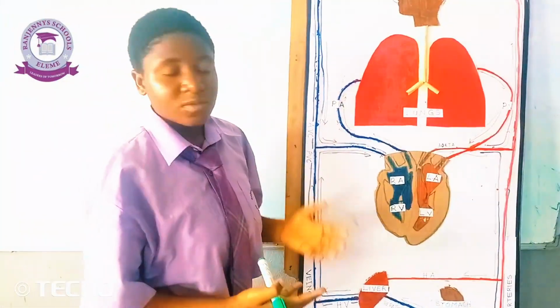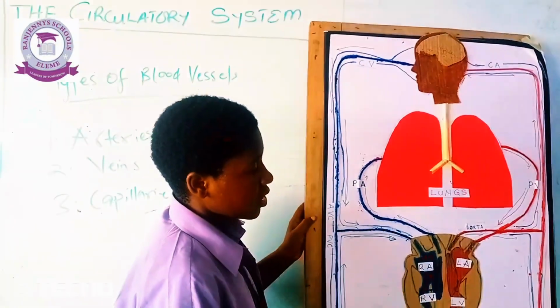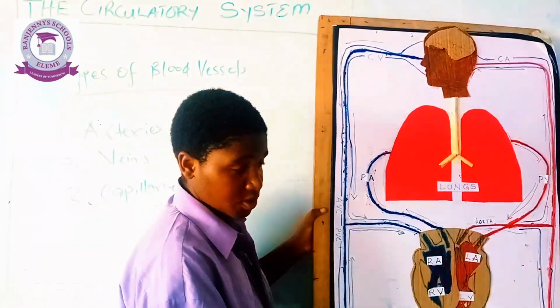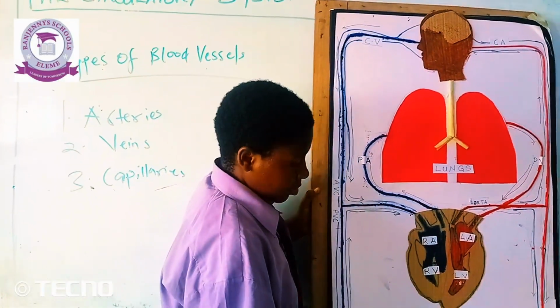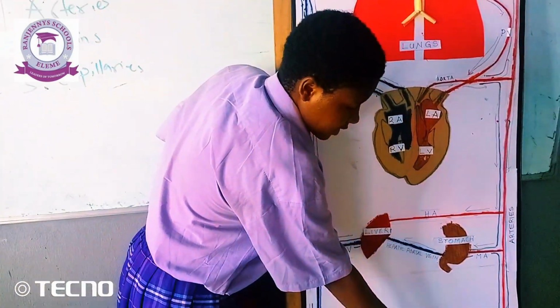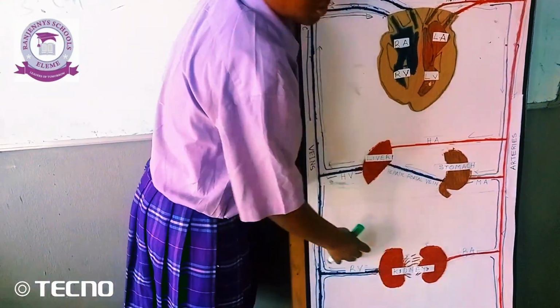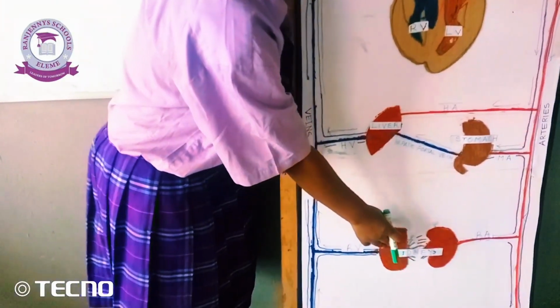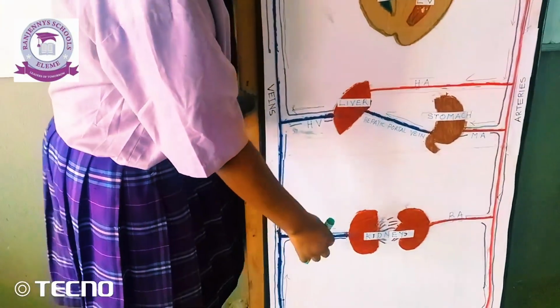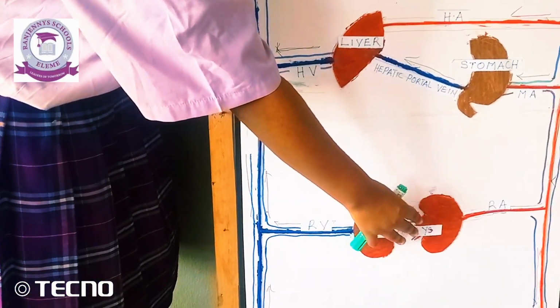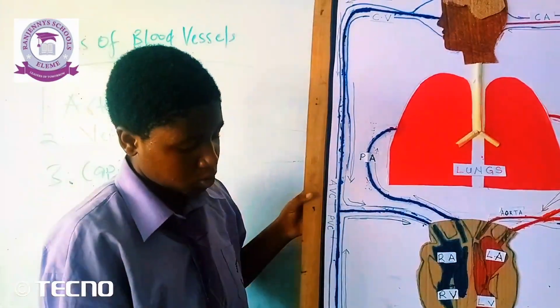What are capillaries? The capillaries are the blood vessels that link the arteries and the veins together. The capillaries are found in the body cells, and at the site of the capillaries, that is where the exchange of materials takes place. Exchange of materials between the blood and the body cells. Nutrients and oxygen from the artery.